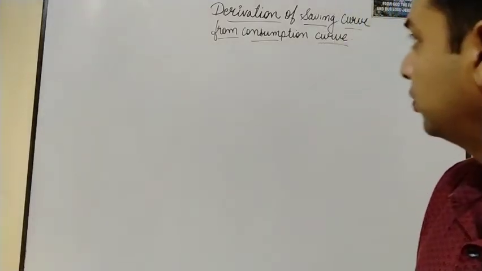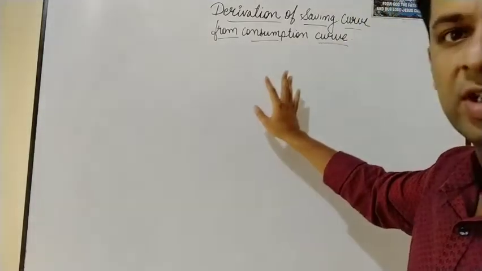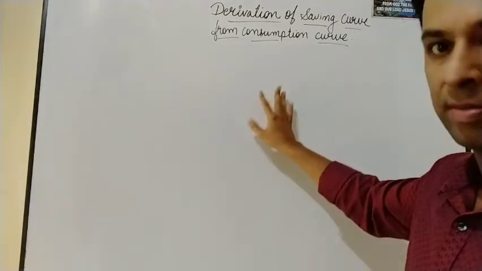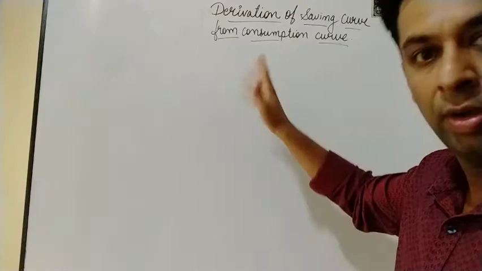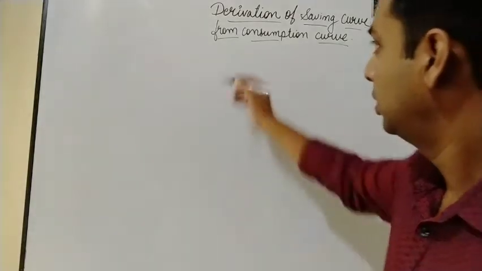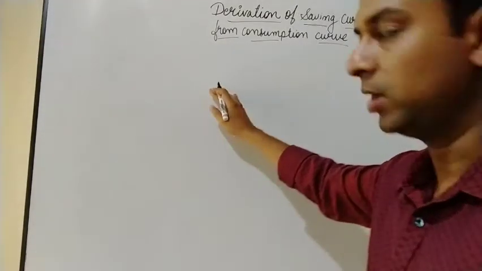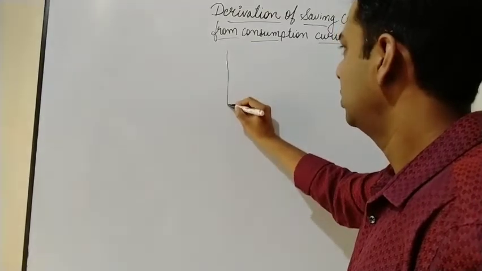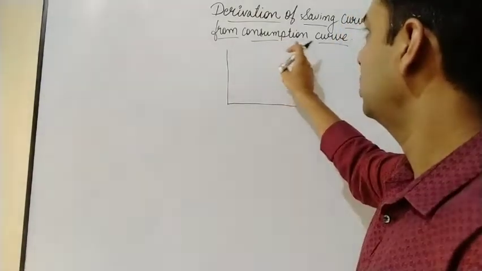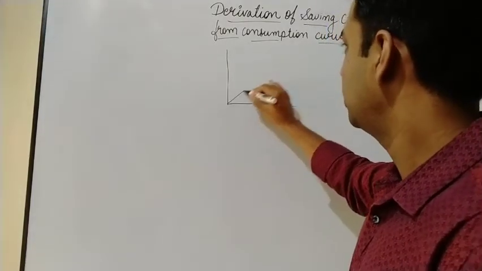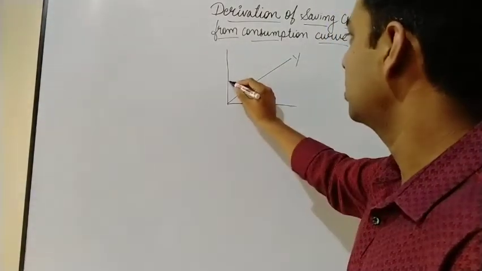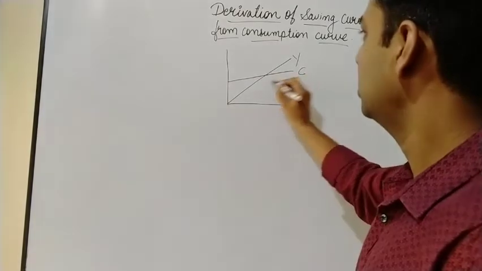Hello students, now we are going to go through the concept of derivation of saving curve from consumption curve. How do we derive this saving curve from consumption curve? For this we'll have to make two diagrams. First of all, you will have to draw the consumption curve, that is our C.